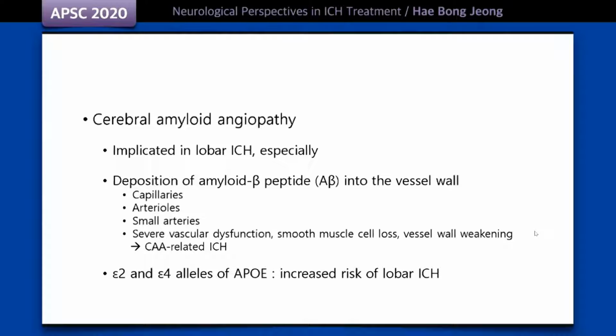Cerebral amyloid angiopathy (CAA) has been implicated in a number of neurological conditions, especially lobar ICH. CAA is the primary cause of recurrent lobar hemorrhage and is characterized by deposition of amyloid beta peptide into the wall and adventitia of capillaries, arterioles, and small arteries of the cerebral cortex. Eventually, amyloid beta deposition in cerebral vessels causes severe vascular dysfunction and smooth muscle cell loss, leading to vessel wall weakening.